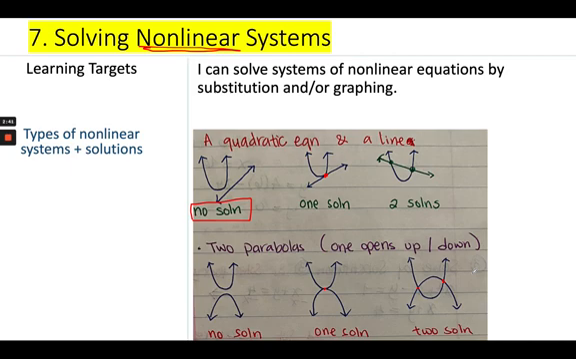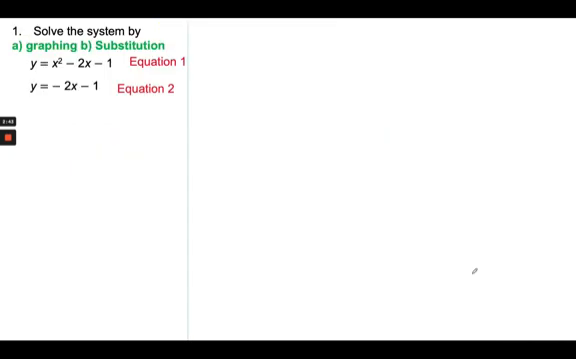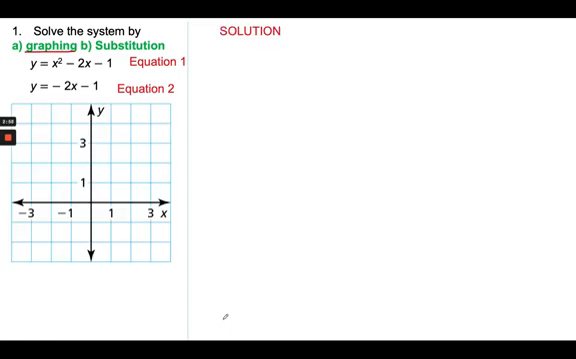So now we're gonna go over some examples. So for example 1, we're gonna solve by graphing, and then we're gonna solve by substitution. So you have 2 equations here. One of them is a parabola, the other one is a line. So let me give you a coordinate plane. So you can pause the video and graph both of the functions. So I'm going to go over it now. So we're going to graph each equation, and we're going to find the point of intersection.